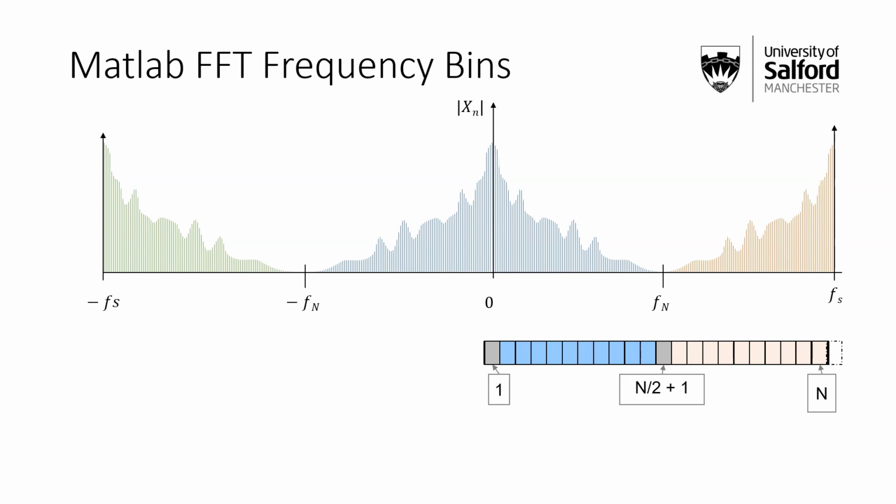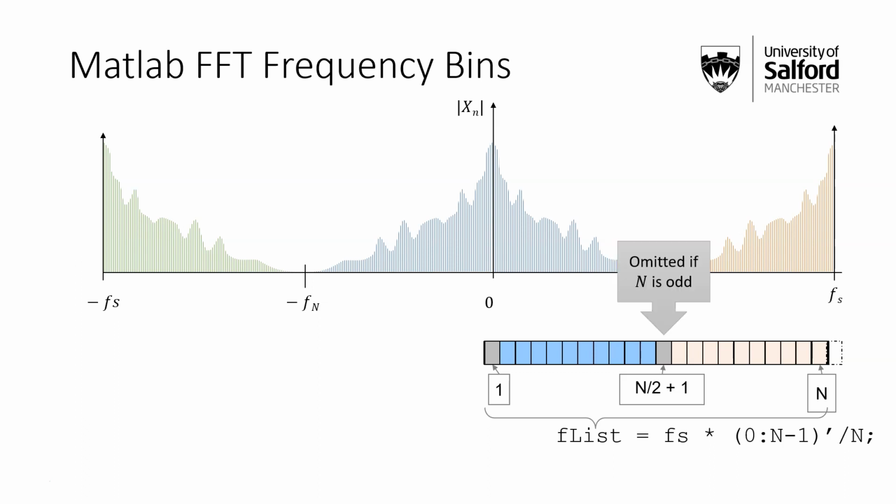And if you wanted to list these frequencies in Matlab, you would write this. You could write the sample frequency times 0 to N minus 1, all divided by N. And it's just worth mentioning at this point that if N is odd, you would basically omit the Nyquist frequency from this.